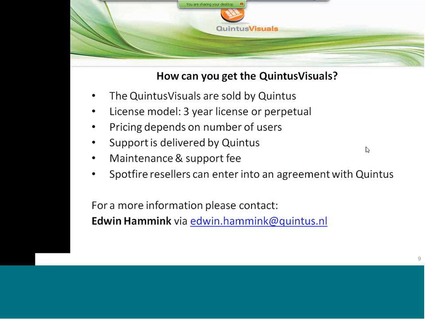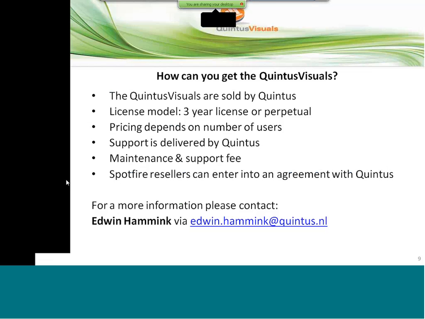Okay, thank you, Andre. How can you get the QuintusVisuals? The QuintusVisuals are sold by Quintus. We use a license model with a 3-year license period or a perpetual license. The visuals are sold as a package of all 4 together. The price per user depends on the number of users, but is in the order of €100 or $130 per user per year for a 3-year license.